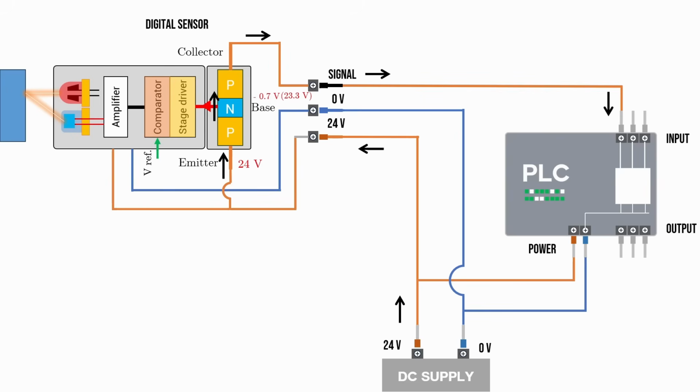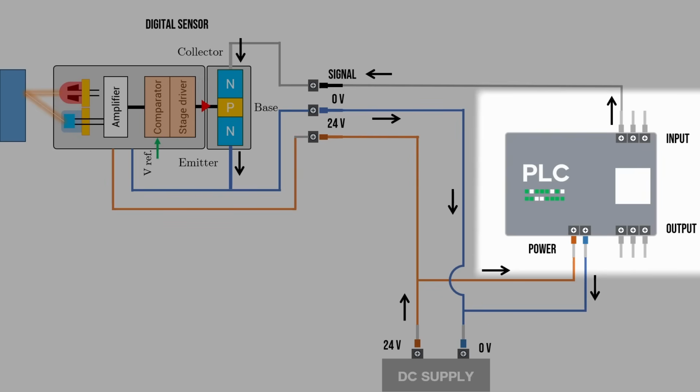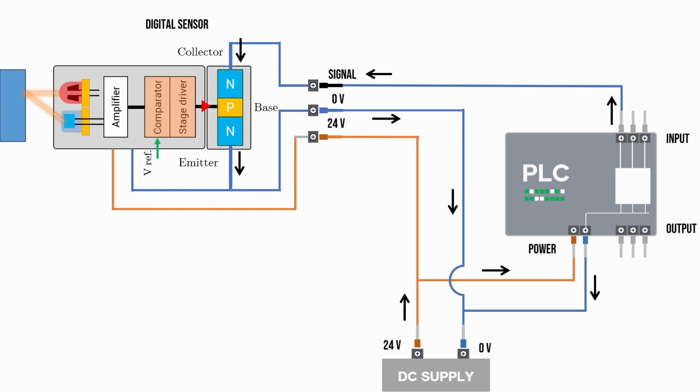And here is something very important. Let's say you have an NPN sensor, but your PLC input module is designed for PNP sensors. That means its inputs are internally connected to 0 volt, not 24 volt. So in that case, even if the sensor transistor turns on, no current will flow because there is no voltage difference between the two sides of the circuit.